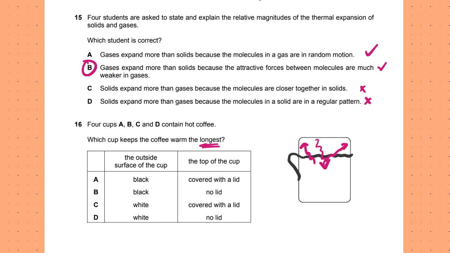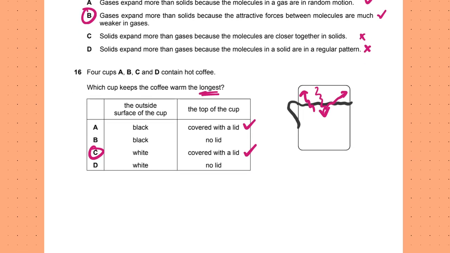So the outside surface of the cup and the top of the cup. So covered with a lid, obviously, right? To keep it warm the longest, to reduce evaporation. And the outside surface of the cup, what should it be here? So to reflect that outgoing radiation, there must be a good reflector, so a shiny white surface is what we're going for.